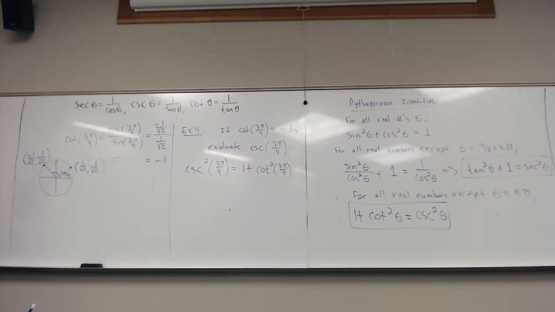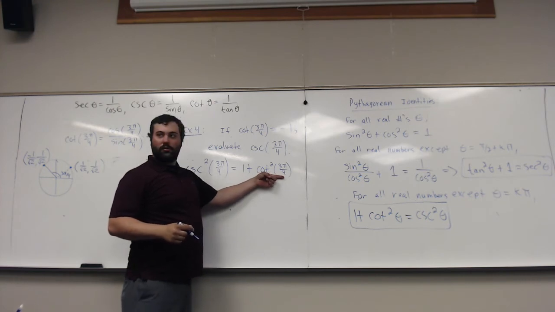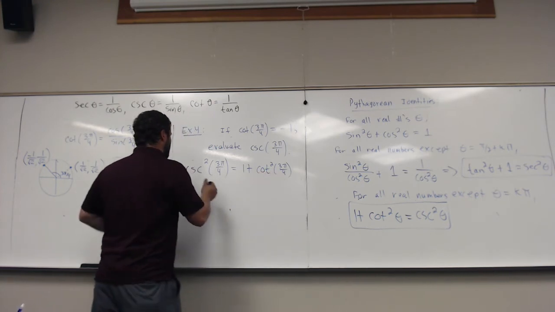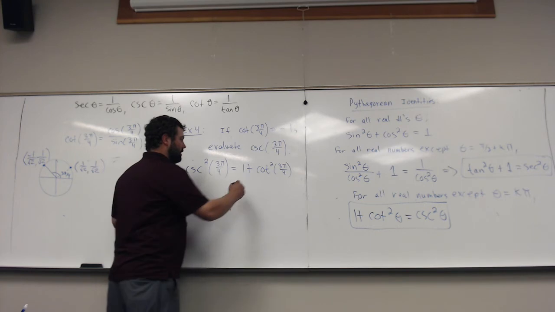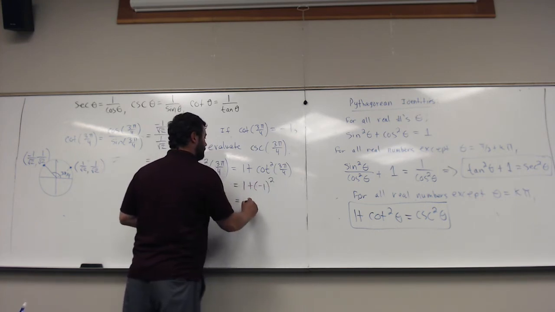Okay. Now what can I do first? I can do a couple things in either order. Anybody have any suggestions? Just replace cotangent with -1. Okay, so Brandon said let's replace this cotangent with -1. So actually this is really going to just equal 1 plus -1 squared, which equals 2.